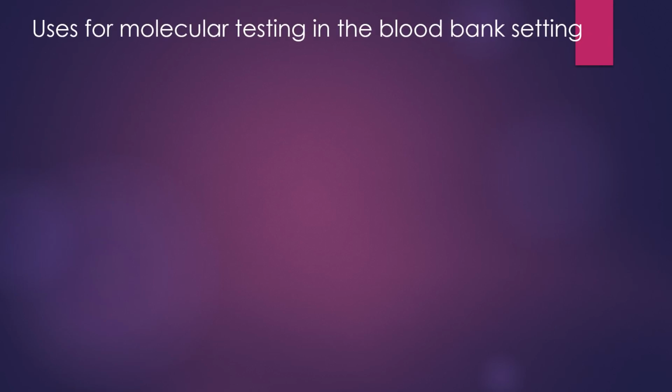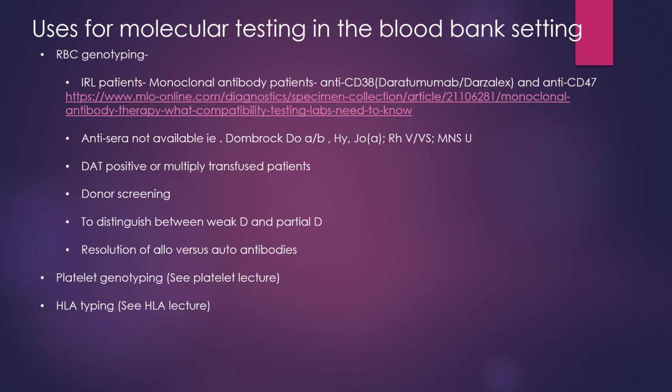So how do we use DNA testing in the blood bank? Monoclonal antibody drugs are growing. Specifically, the ones that we deal with in blood banking are anti-CD38, which is also known as DARA, daratumumab, or Darzalex. And then anti-CD47 is a new one. They cause a lot of problems because CD38 is also found on RBCs. So the patient is getting this drug, and it's basically making everything look positive, so you can't really do antibody rule-outs.